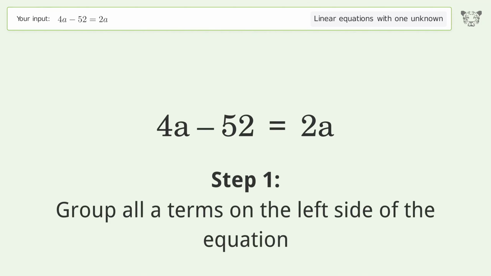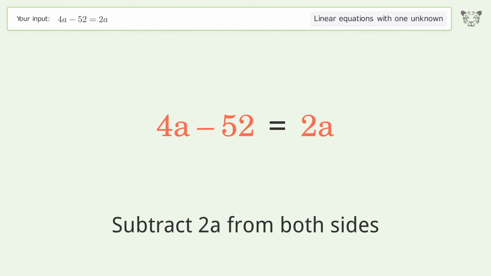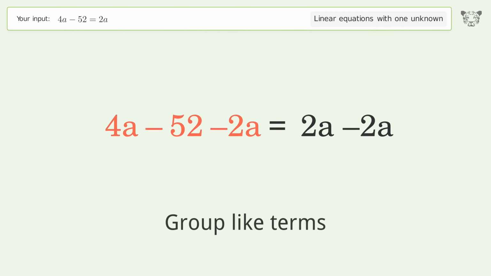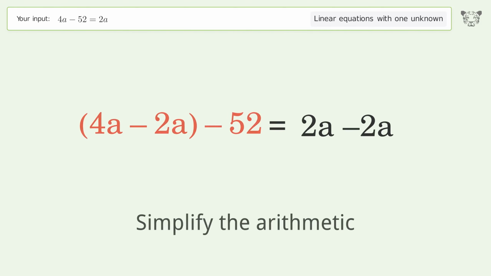Group all a terms on the left side of the equation. Subtract 2a from both sides. Group like terms. Simplify the arithmetic.